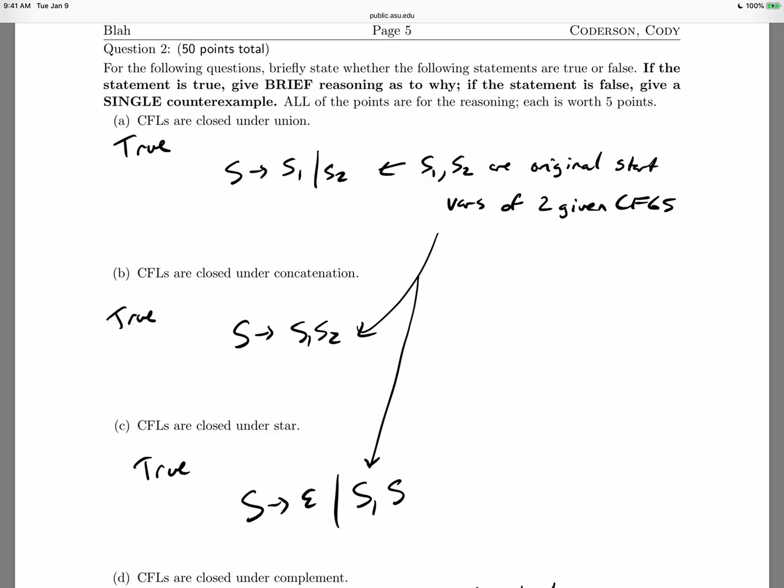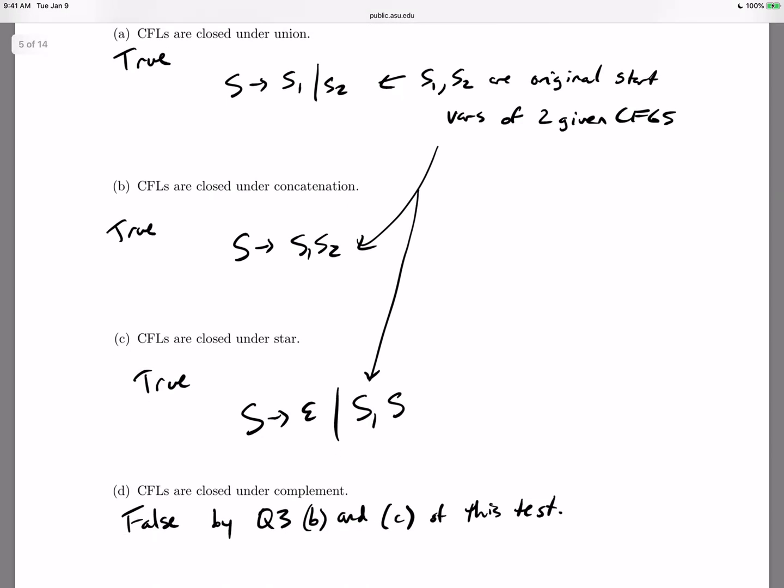For concatenation, it's the same idea. Make a new start variable, which goes to the first one, followed by the second one after, because that's just concatenation. And then star, we have to have S go to empty, because empty is in the star of any language. And then what you can do is have the original start variable followed by any number of applications, again, which is just going back to that same start variable that you just made.